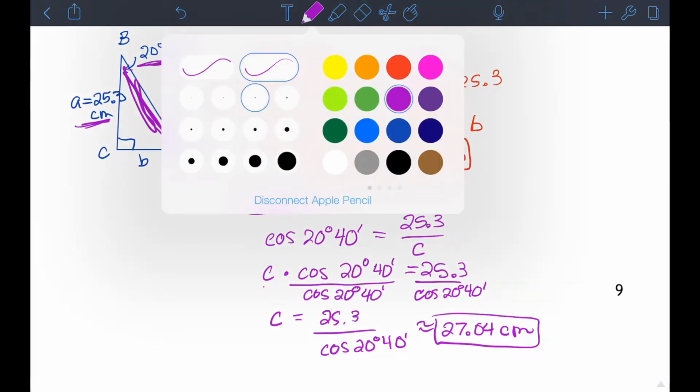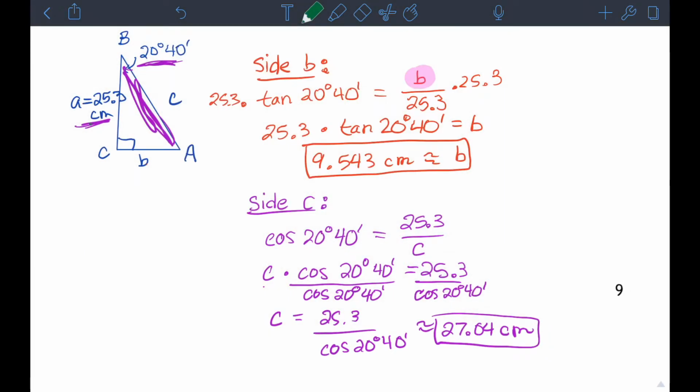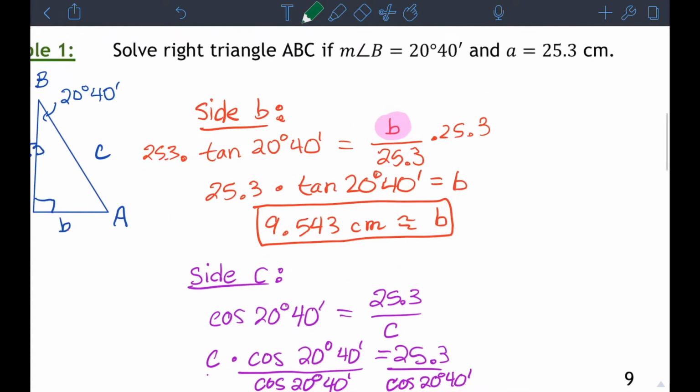I saved the easiest one for last, so we're looking for angle A. If you think about the angles in a right triangle, if you already have two of the three angles, you should know that, think back to your days of geometry, if you add up all the angles in a triangle, they should have a sum of 180 degrees. So if I take my three angles, they should add up to give me 180 degrees.